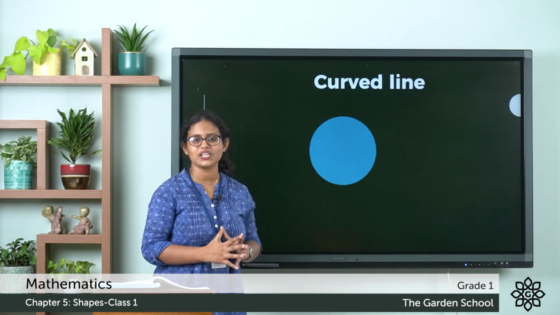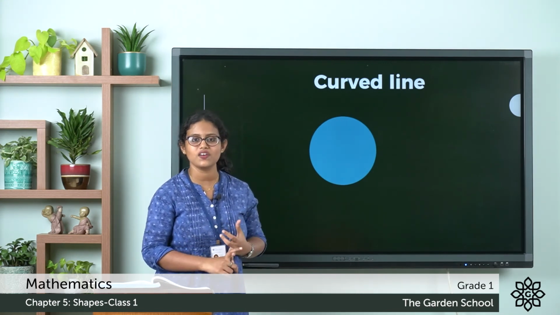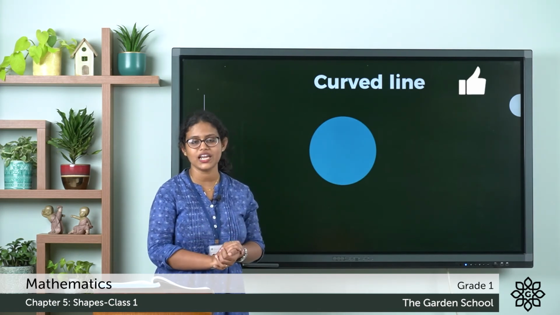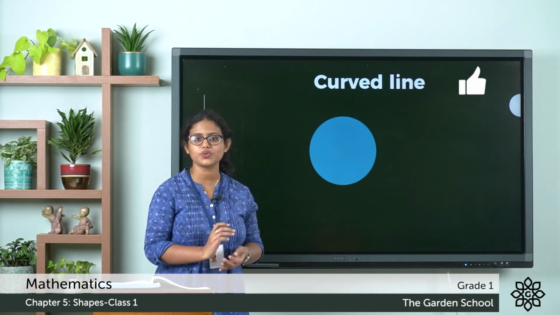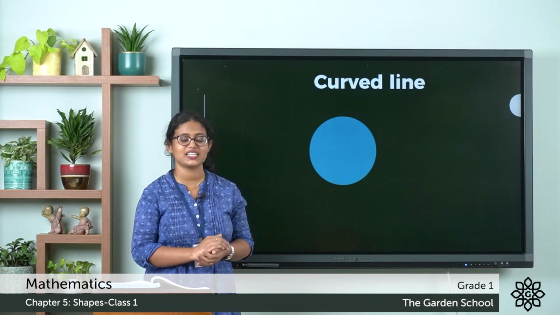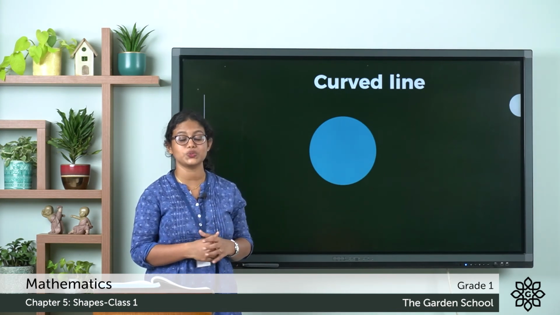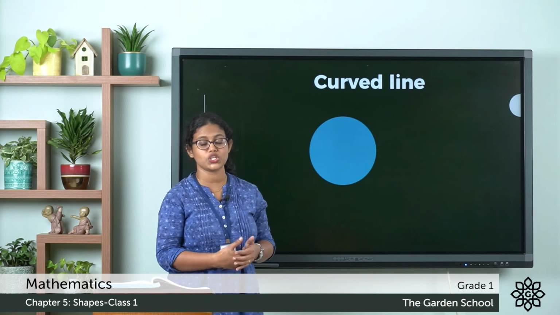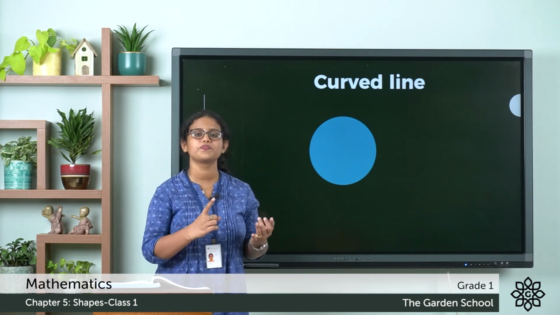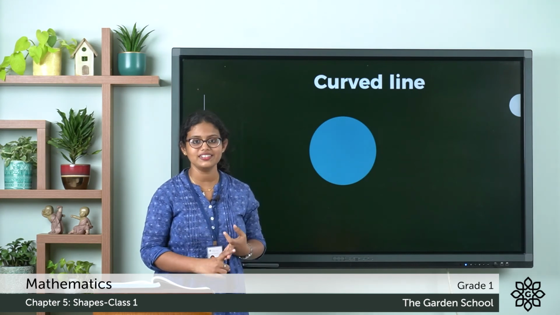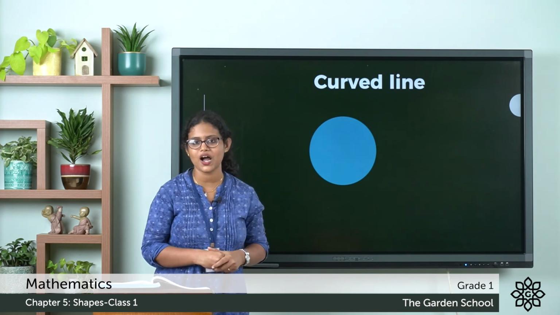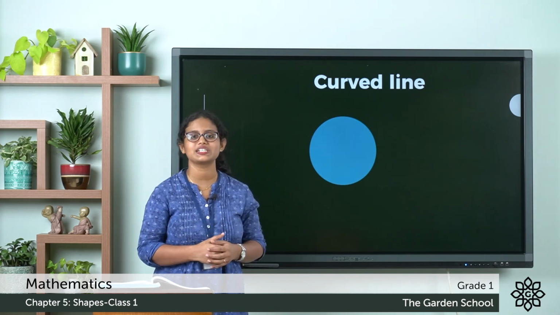So did you all understood about straight lines and curved lines? Straight lines have no bend. Then what about curved lines? Lines that are not straight, which has bend. That is called curved lines. I hope this class was clear to you. We discussed about shapes. Which are the different shapes that we discussed? We discussed about square, rectangle, triangle, circle and oval. And then we discussed about straight lines and curved lines.